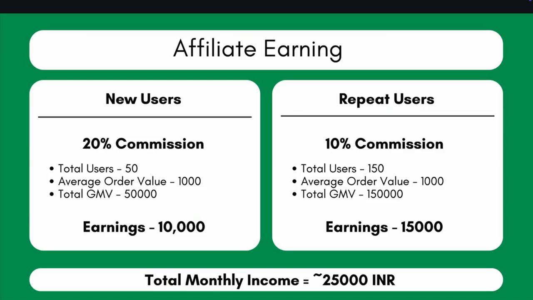And this is how you can create an income source. Let's say you are an affiliate who is placing a mix of orders, new users and repeat users. In new users, let's say you place 50 new user orders in a month, your commission is basically 10,000 rupees. And if you place 150 repeat user orders, your earning is basically 15,000. So overall monthly you can earn up to 25,000 rupees, and this is totally doable. I'm not saying that this is doable from the first month itself. It's doable from the first 3 to 4 months, but it's completely doable to create your own income like this.